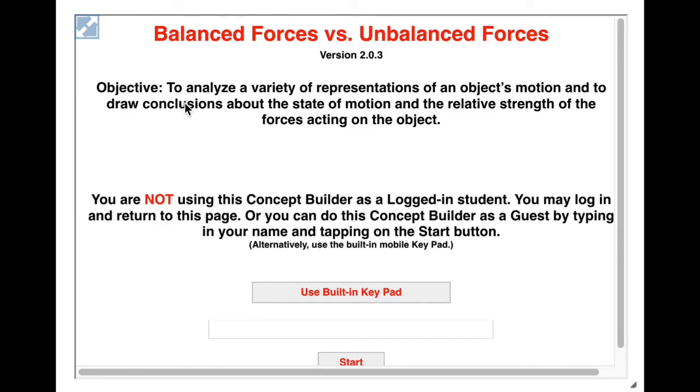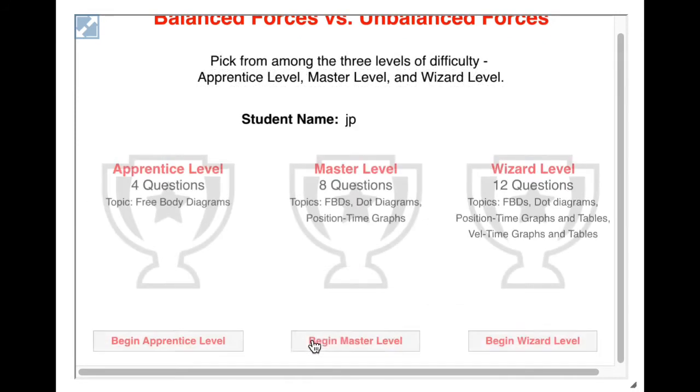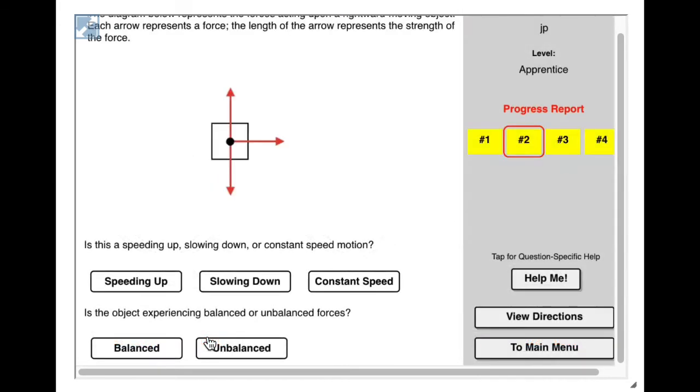Okay, so you're going to do the balanced versus unbalanced forces concept builder. You can click these arrows on the side to make your screen full screen. Go ahead and just type a name in here. Press start. I'll show you an example of each level. So here's an apprentice level, begin apprentice level.